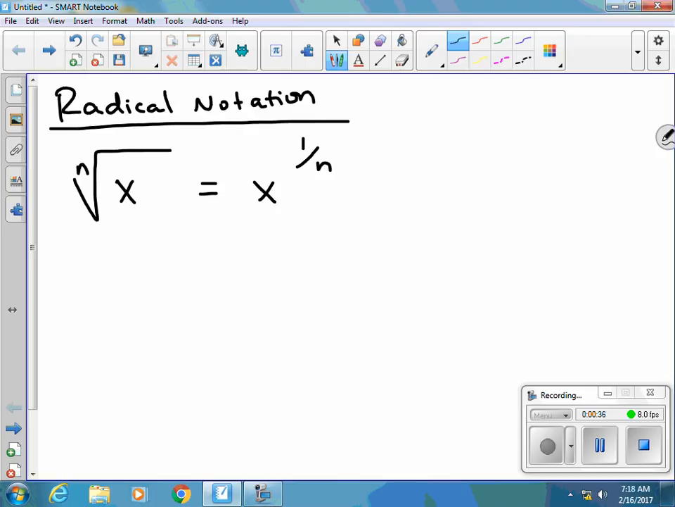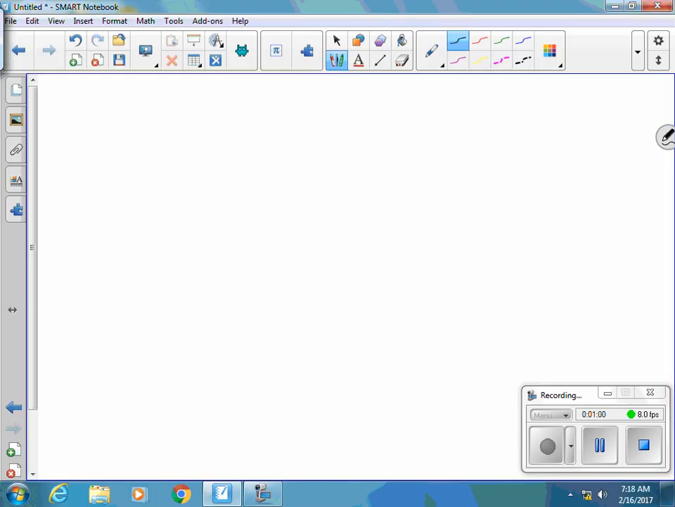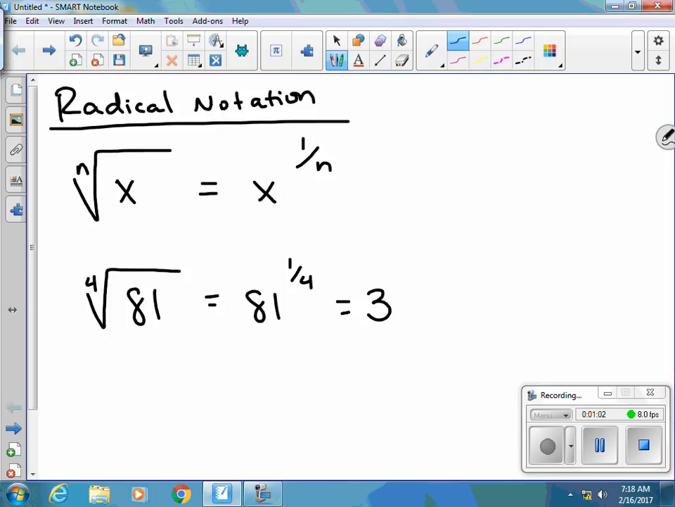Okay, so for instance, if I were to have the fourth root of 81, we know this is really 81 to the 1/4 power, which we can type in is 3. That's great, and we've worked with fraction exponents, but we haven't touched base on what they mean in terms of radicals. So going back and looking at this, the 1 comes from 81 to the 1st power.